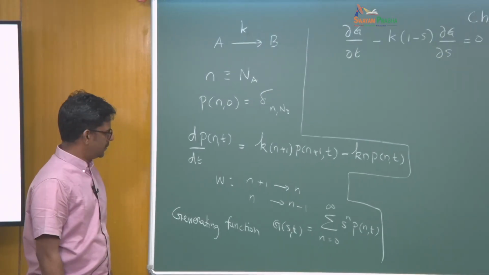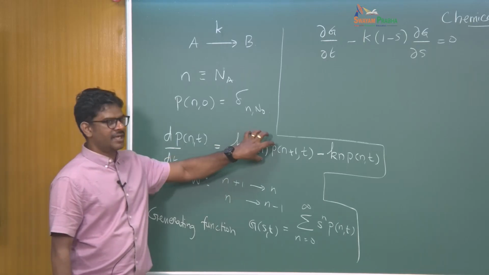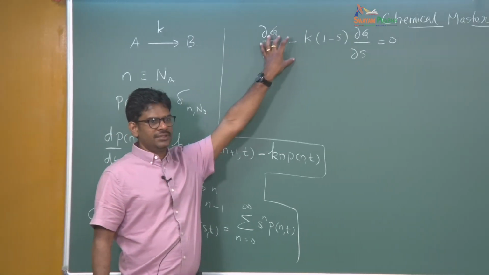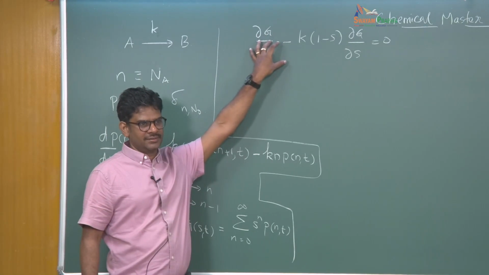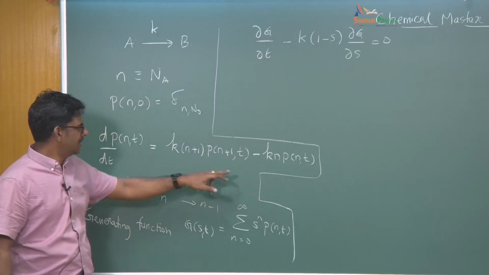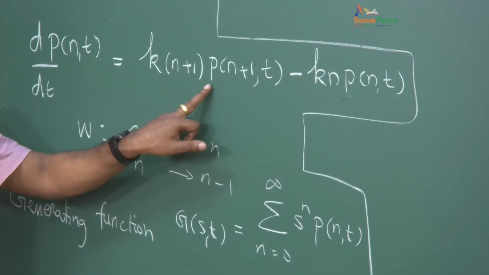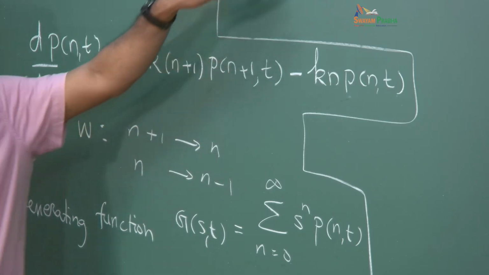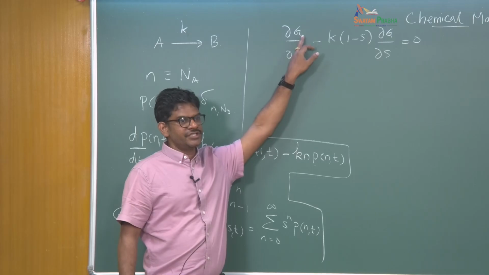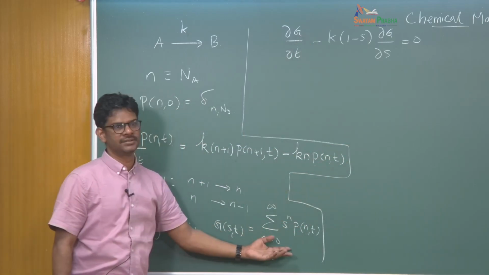Okay, so we are basically converting this chemical master equation into this generating function formula. All we are saying is the P, which is the probability of finding n molecules at time t, is now mapped into another function G, and the relationship between G and P is this.